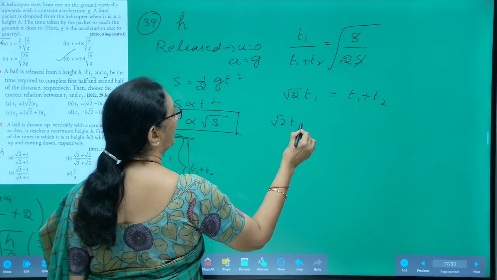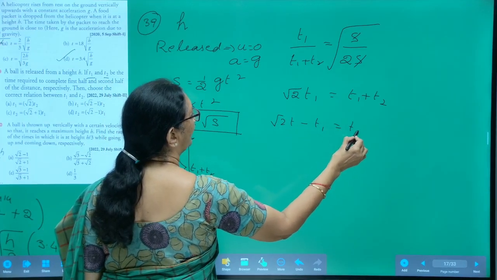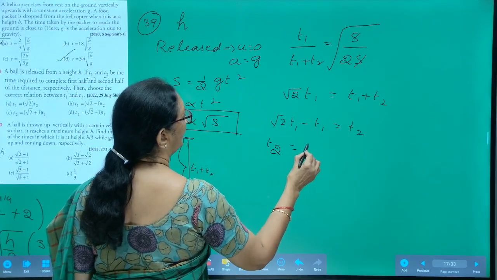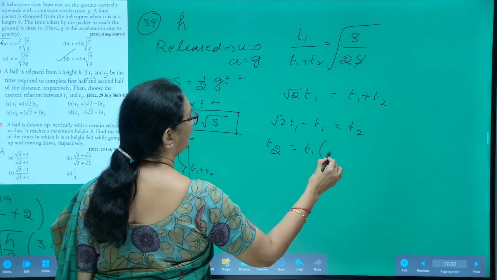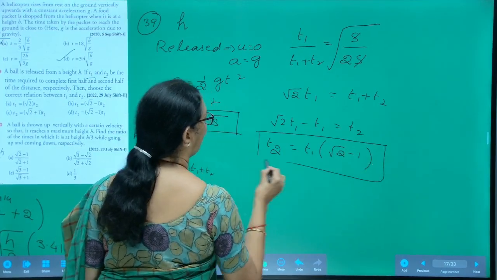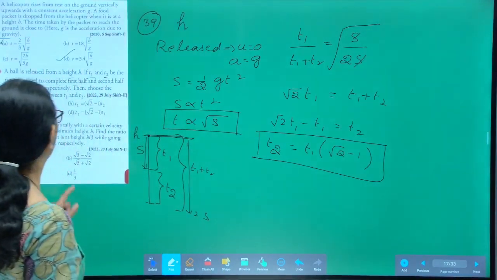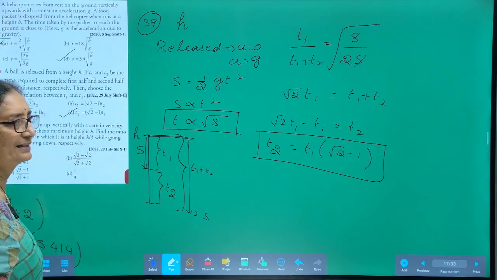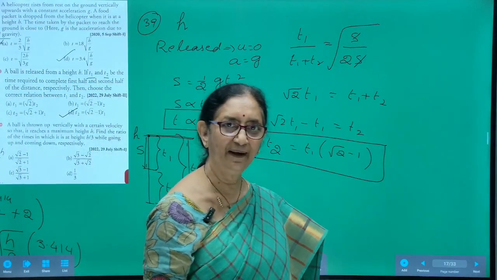Root 2 T1 minus T1 is equal to T2, implies T2 is equal to, if you take T1 as a common factor, root 2 minus 1. T2 is equal to root 2 minus 1 times T1. That is the answer. Is it okay?